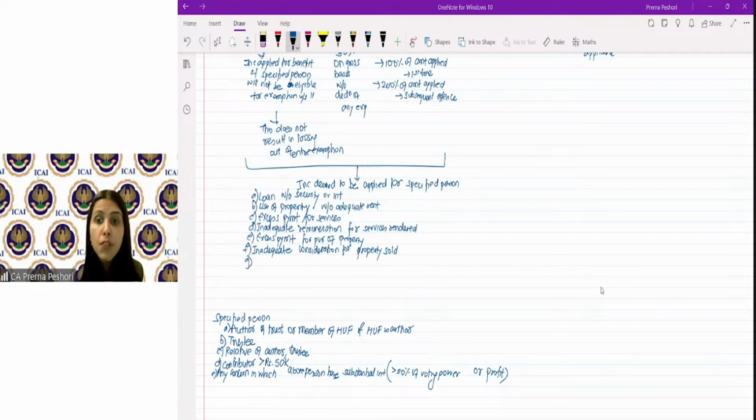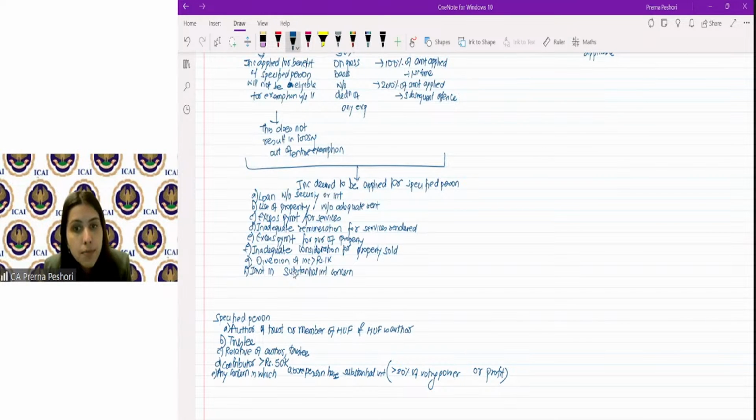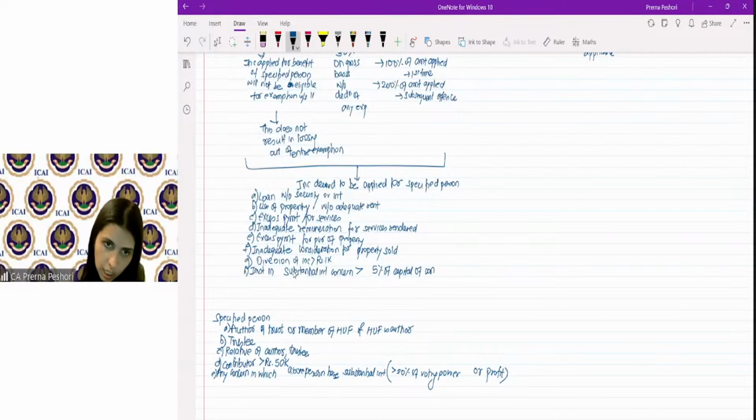Next is diversion of income exceeding rupees 1,000. So, let's say for example the income is diverted in favor of another person, which is more than rupees 1,000. Investment in substantial interest concern. So where, let's say for example, the trust is investing in any concern in which the person has a substantial interest. Are we clear? But this is only applicable where the investment is more than 5% of the capital of the concern. Investment should be more than 5% of the capital of the concern.